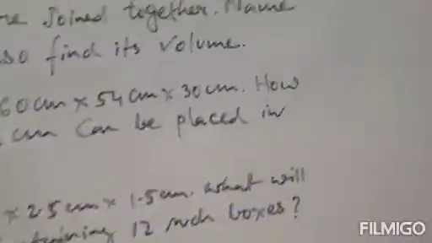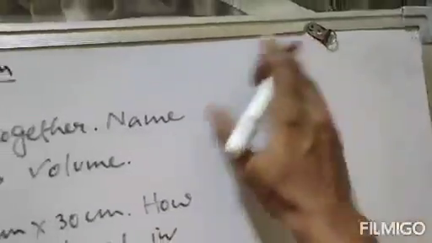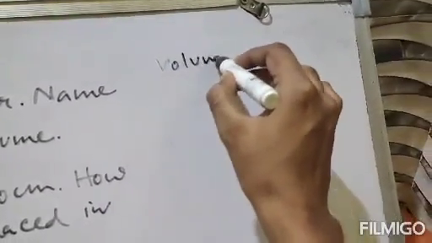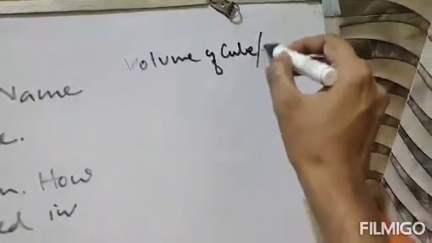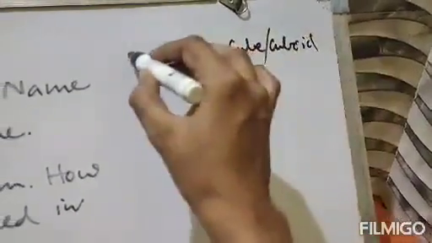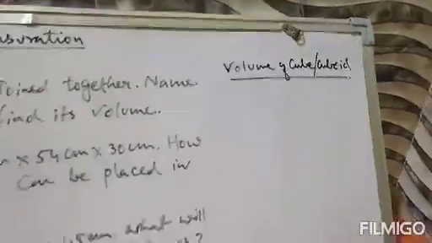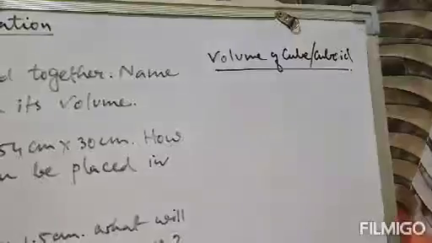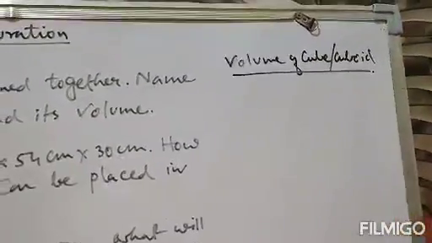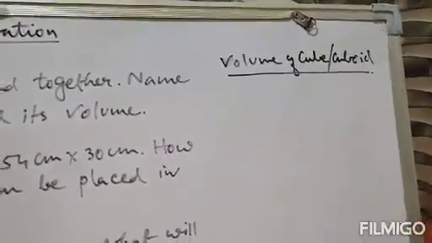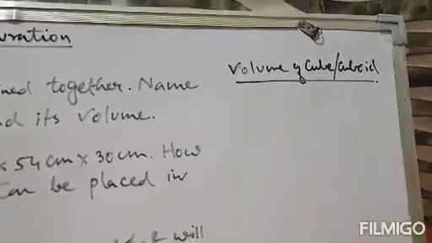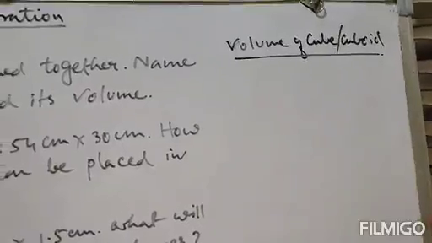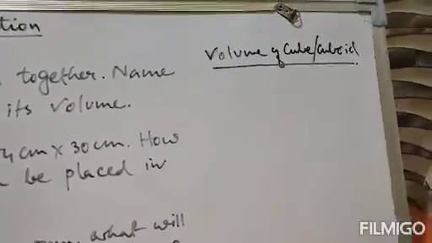So let's start. At first we'll learn the formula of volume of cube and volume of cuboid. The basic difference between cube and cuboid is the length, breadth and height. In case of cube, the length, breadth and height all are same. That means length equals to breadth equals to height in case of a cube. But in case of a cuboid, length, breadth and height are different. That is the basic difference between cube and cuboid, although both of them look similar.